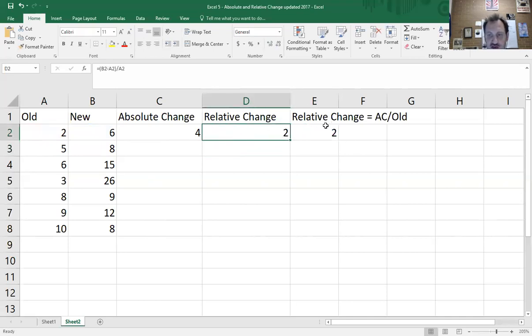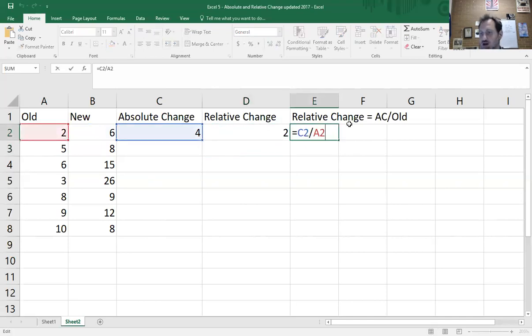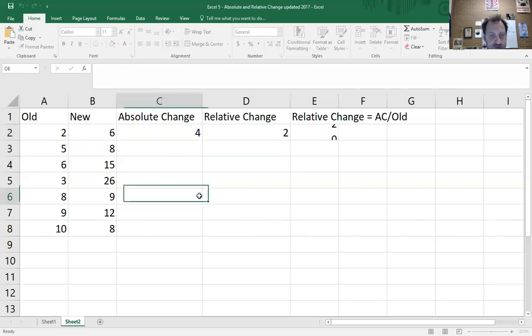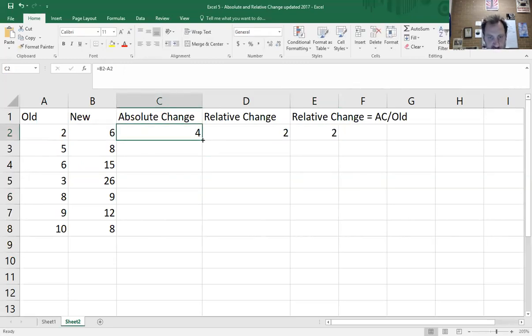I would recommend using this because it seems like a more direct way to do it. You've already done the absolute change calculation. You don't have to do it again. Just divide by the old value, and that gives you the relative change. And of course, from there, you can autofill.